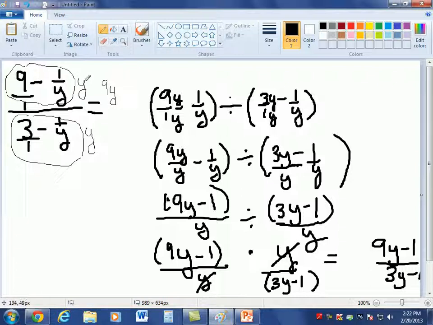Y times negative 1 over y is just what? Negative 1. Y times 1 over y is just y over y, or 1. Throw a negative in front of it, you got 9y minus 1. Same thing here. Y times 1 over y is just negative 1. Y times 3 is 3y. We managed to do that in one step there. But either way is valid. Either way gets you there.